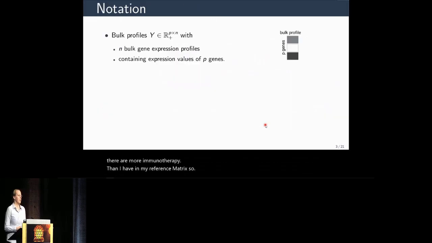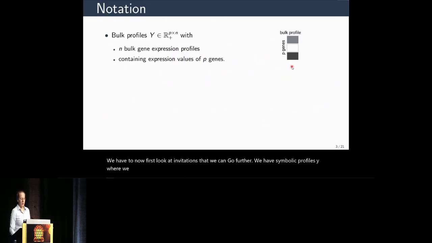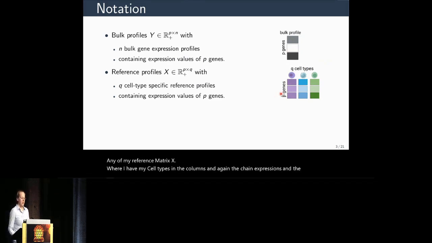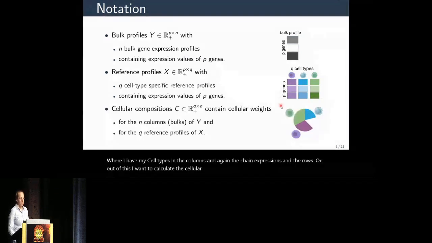So we first have to look at the notation so that we can go further. We have the bulk profiles Y; this is an example for one bulk profile. In the matrix, I would have several profiles, one after the other in the columns, and in the rows I have the gene expression. Then I have my reference matrix X, where I have my cell types in the columns, and again the gene expressions in the rows. Out of this, I want to calculate the cellular compositions: for every bulk profile, the cellular composition into the Q different cell types.